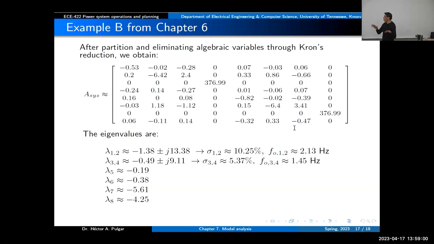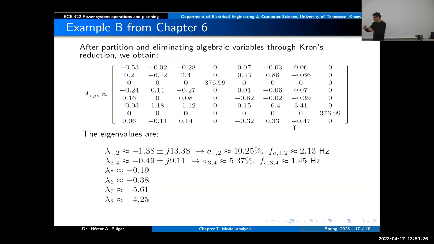After applying the Kron reduction, we have a reduced representation in which we have just the equivalent differential equations with respect to the state variables, nothing else. The algebraic representation is constrained into the dynamic behavior, but these constraints are already included in this reduced representation, which is linear.